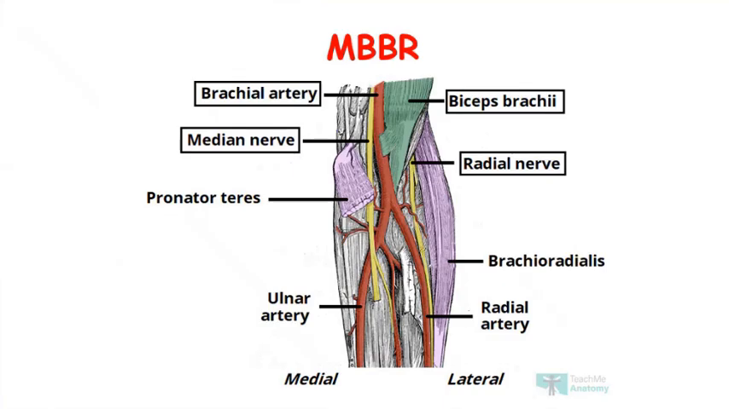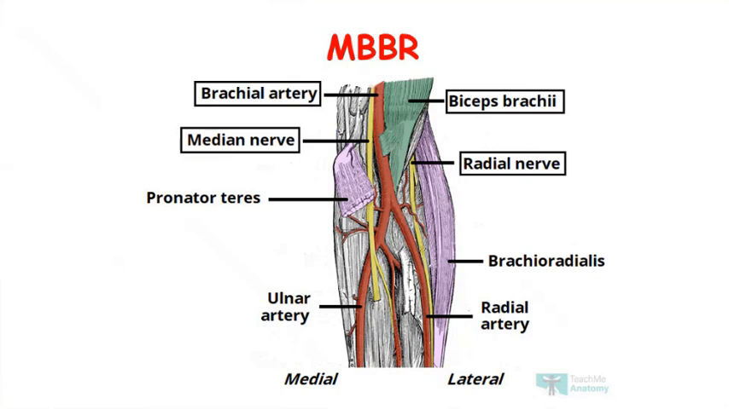Next, one of the important questions: the contents of the cubital fossa. The cubital fossa is like a box. It has a roof, a floor, and muscles forming the boundaries, all this stuff. But the contents are very important. Why? Because we will always be asked the contents in order, either from medial to lateral or lateral to medial. So how to remember this?